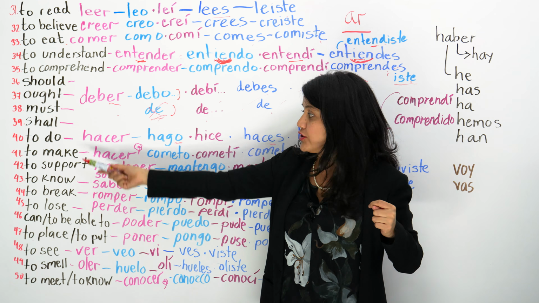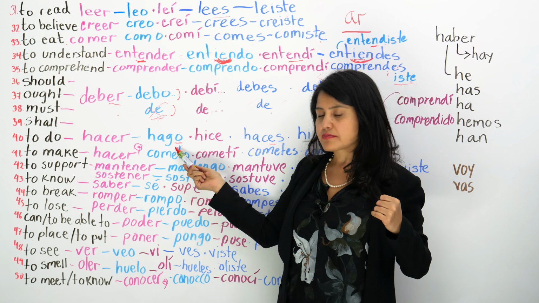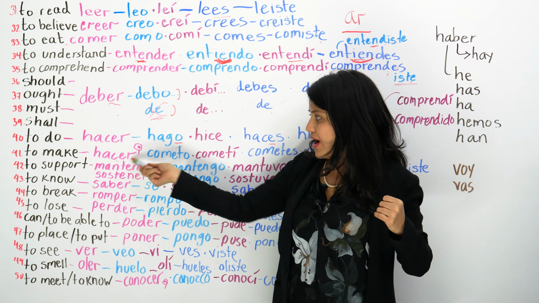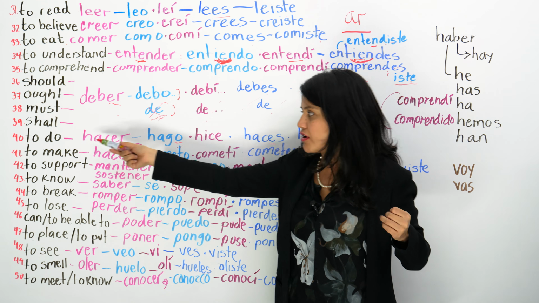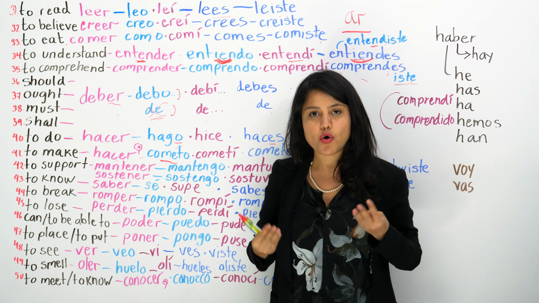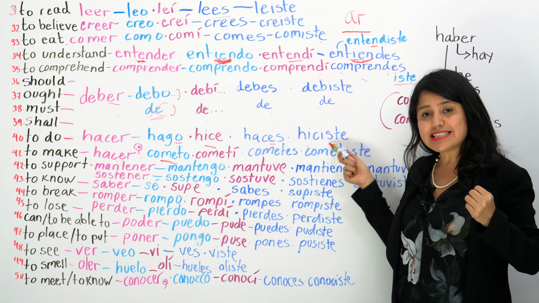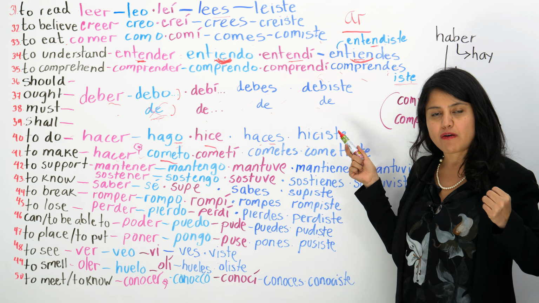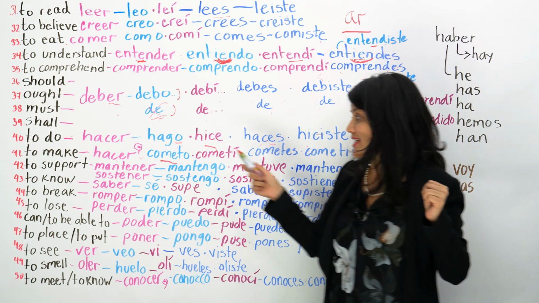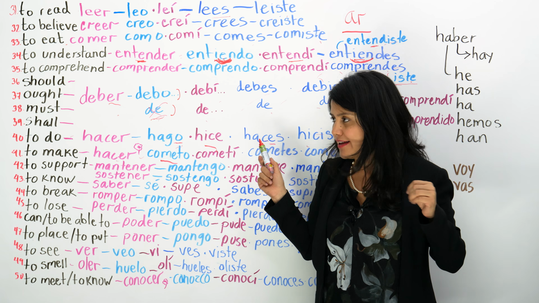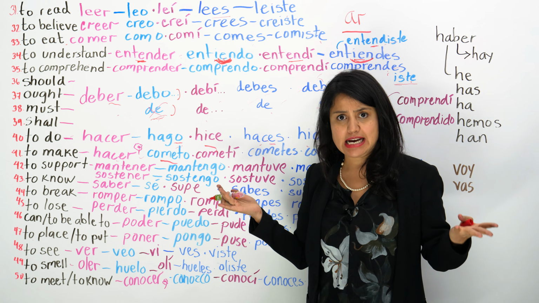To do and to make. Hacer. Presente, yo hago. Now I put here cometo. Why? Because for most of to do and to make, I'm going to say yo hago o yo hice. Tú haces. Tú hiciste. Presente, pasado. But when you say I made a mistake, yo no voy a decir yo hice un error. Never, nunca, jamás, jamás en la vida.